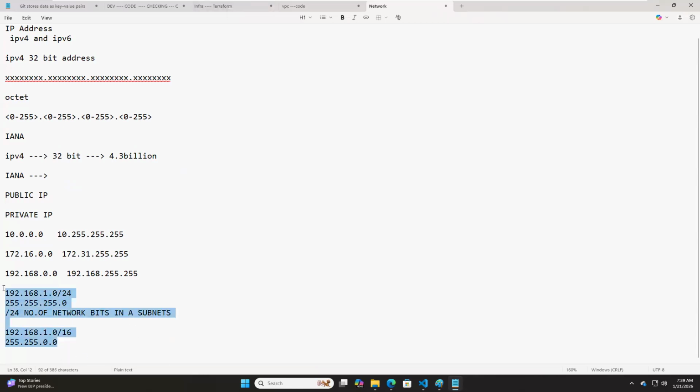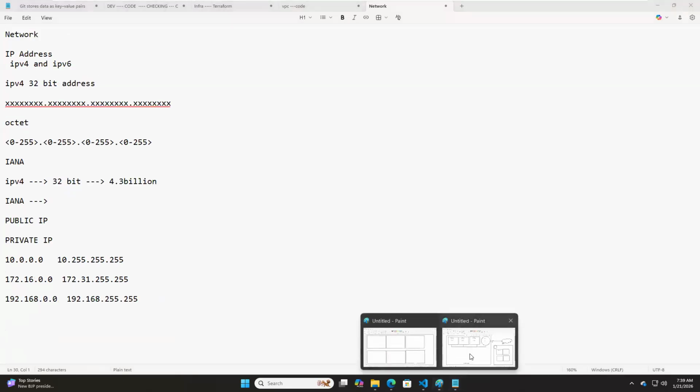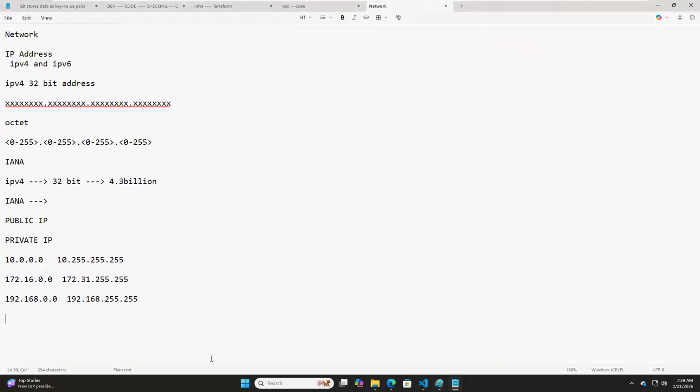Now, what happened here? Inside the organization, if they want to divide this /24 network into smaller networks, they can divide. How are we going to divide that? To understand that, first let me introduce you to the IP address classes, since the IP address and subnet mask are already done.